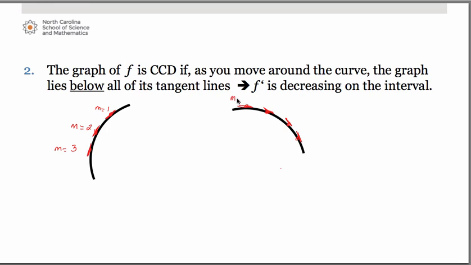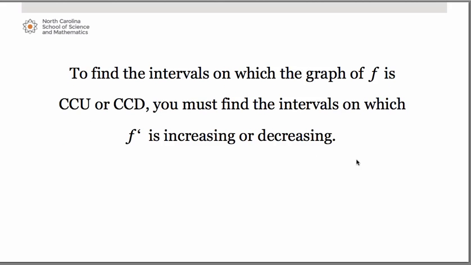Over here we have negative slopes, so maybe this is a slope of -0.5, maybe this is a slope of -1, perhaps -2, -3. And again, they're all negative slopes, but as you come around the curve, those slope values are decreasing, they're getting smaller. Therefore, in accordance with the definition of concavity, in order to find the intervals on which the graph of f is concave up or concave down, you must find the intervals on which f prime is increasing or decreasing.